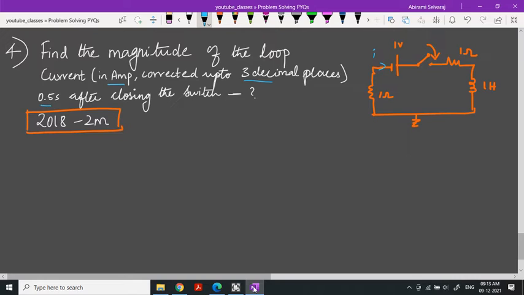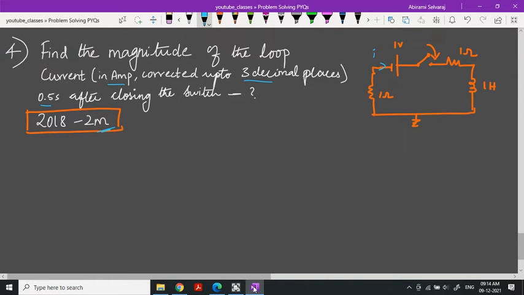What is the current in the loop 0.5 seconds after the switch is closed? Initially the circuit is open. At time t equal to 0, it is closed. So 0.5 seconds after closing the circuit, what is the loop current in this circuit? This is the question, and it was asked in GATE 2018 for 2 marks.